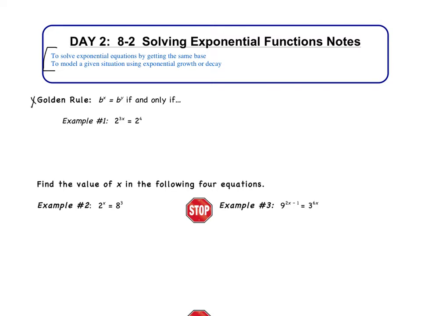So there's one main golden rule for these notes. The golden rule says b to the x equals b to the y if and only if x equals y. So all this is saying is if the base is the same, so the b is the same, the exponents have to be the same. So if you look at example 1, we have 2 to the power of 3x, 2 to the power of 4. Because 2 is equal to 2, my exponents are going to be equal. So I would do 3x equals 4, and I get x equals 4/3.